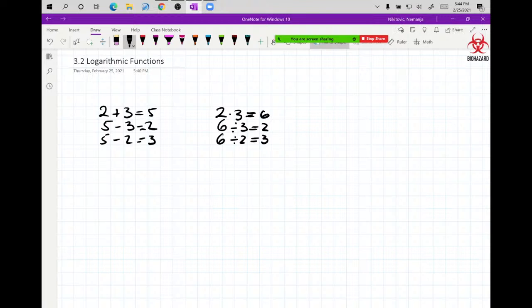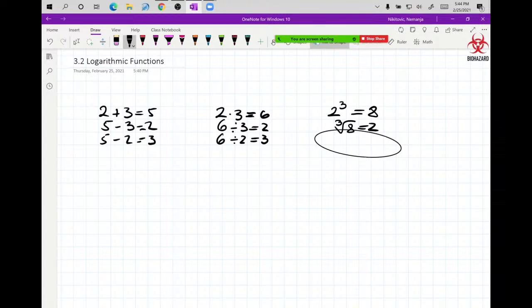So addition, and then repeated addition is called multiplication, and now repeated multiplication is called exponents, right? So 2 cubed is 8 because 2 times 2 times 2 is 8. Now, cube root of 8 is 2. Okay, great.